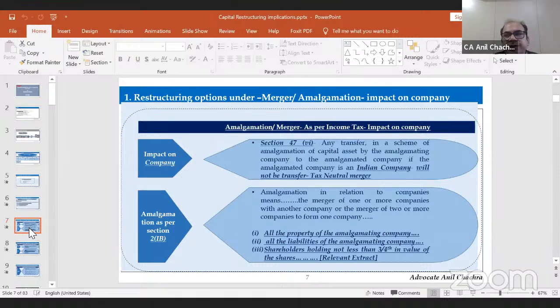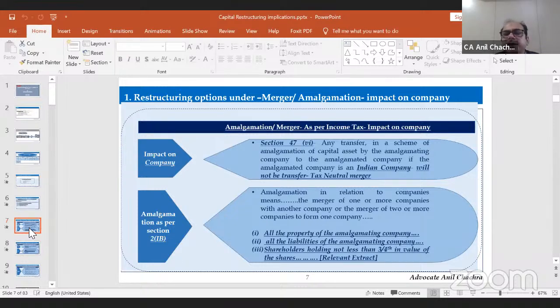How will this merger impact both the company and the shareholders? For the sake of convenience, I have prepared two types of slides. One relates to the company, which is in blue color. For the shareholders, the slide will be in brown color, just to differentiate between the company side and the shareholder side.